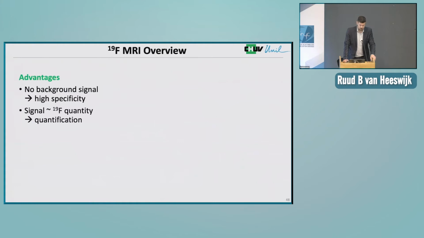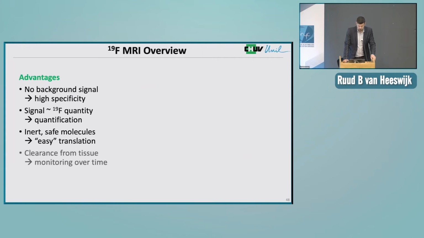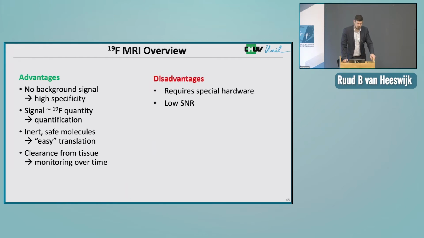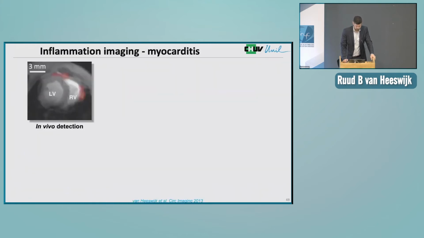So the advantages are that you have no background signal, that the signal is the present perfluorocarbon quantity, so it can be used for quantification. It's inert, so it allows for easy translation. It clears from the tissue over time, so it can be used for monitoring over time. And its main disadvantage is that it really requires special hardware, so you need a fluorine coil, etc. And it has relatively low SNR, so nowhere near as sensitive as PET imaging.